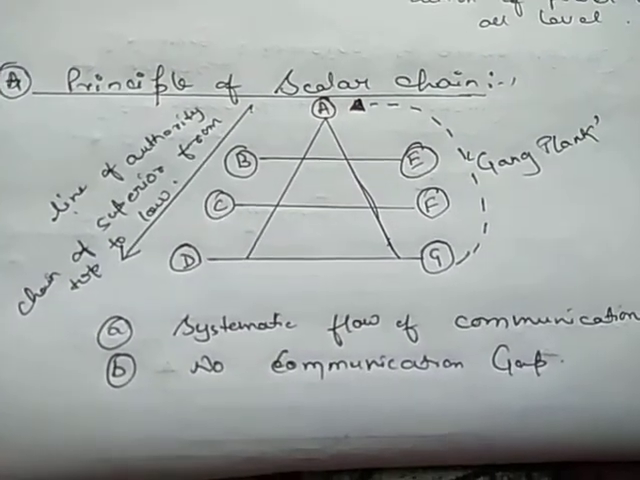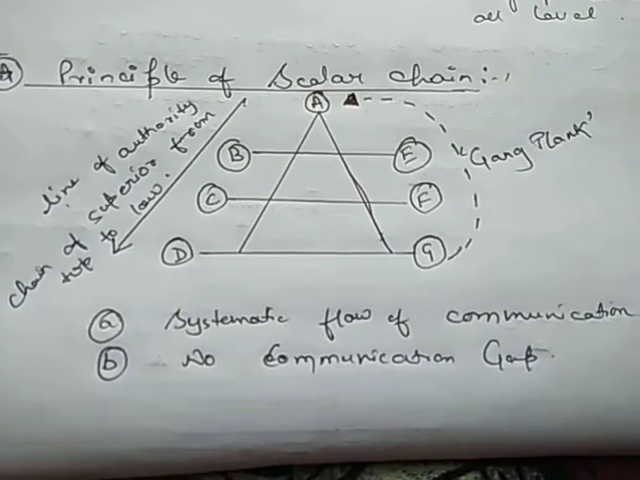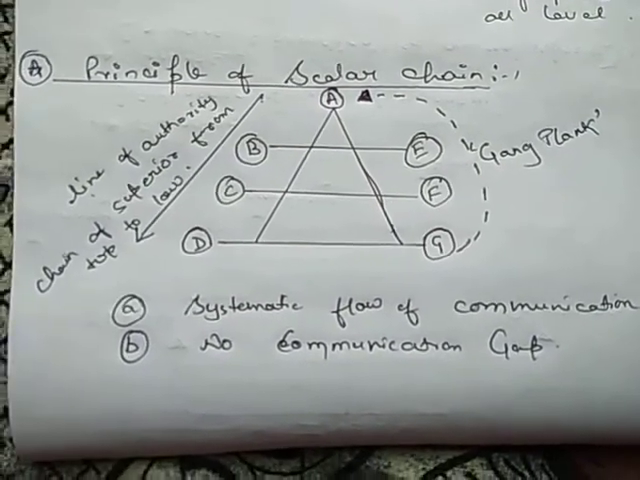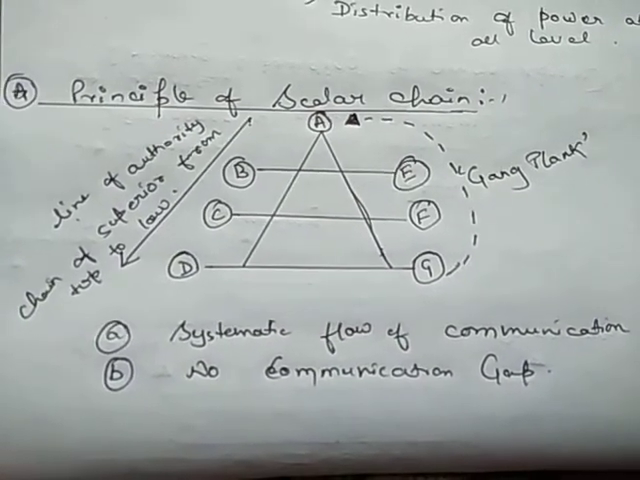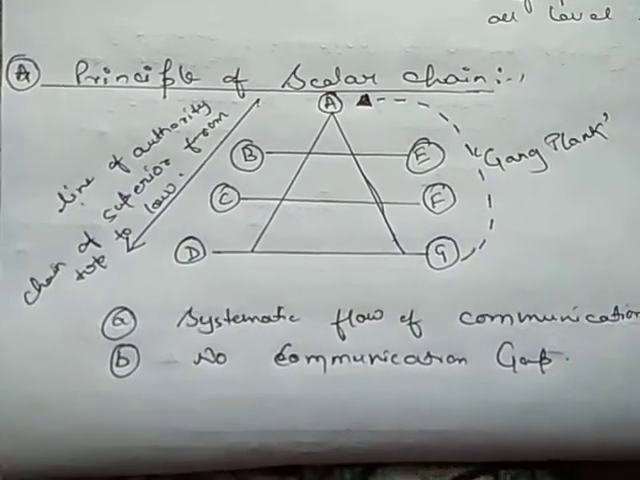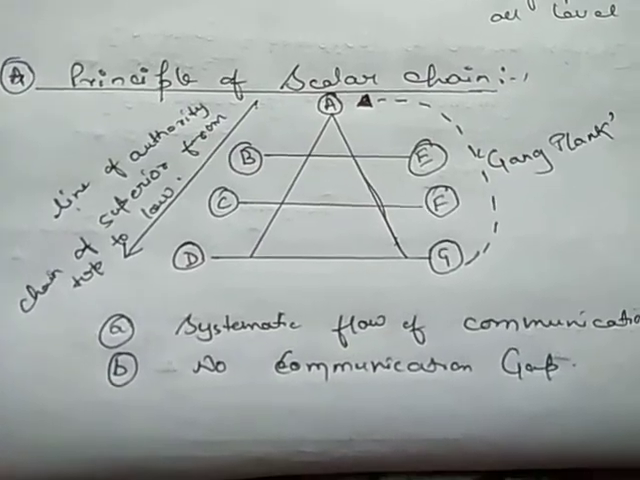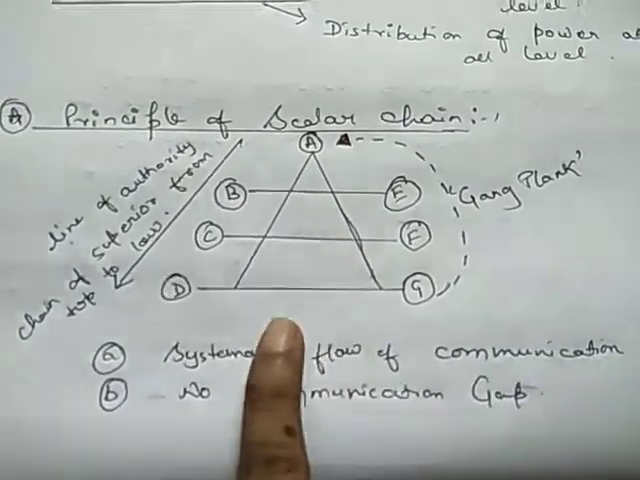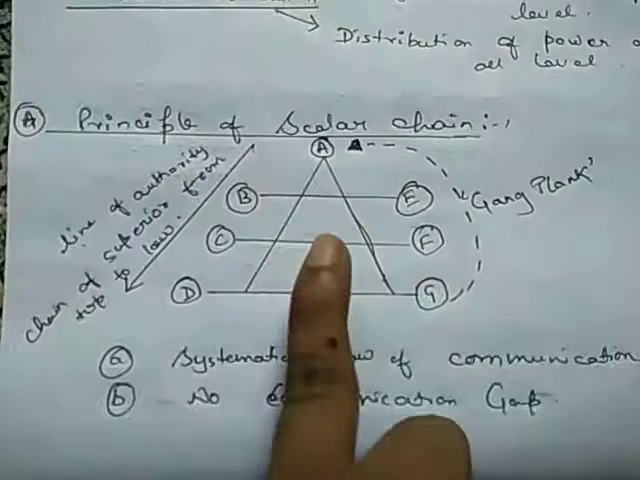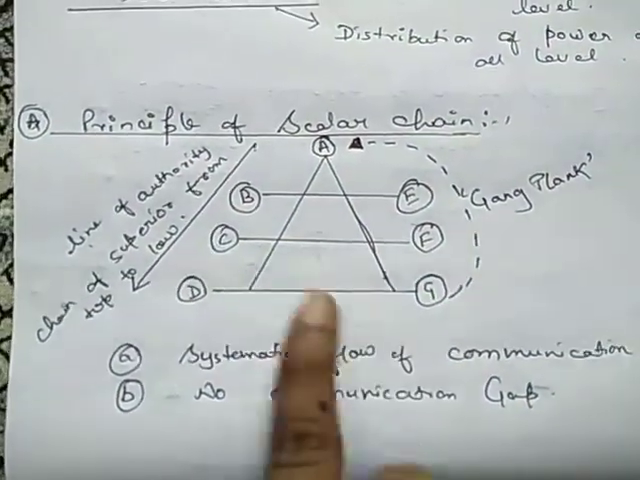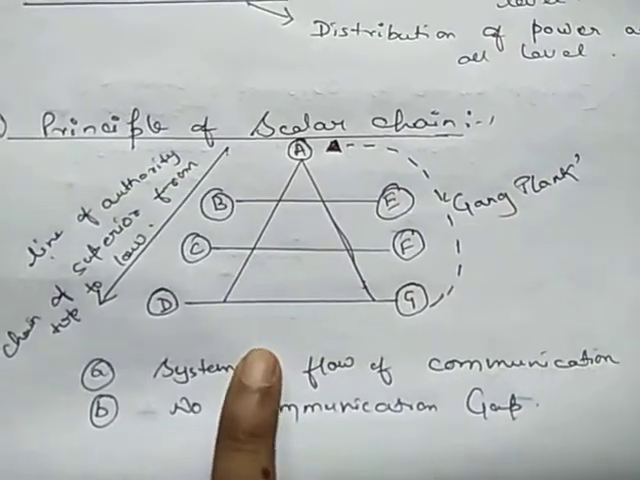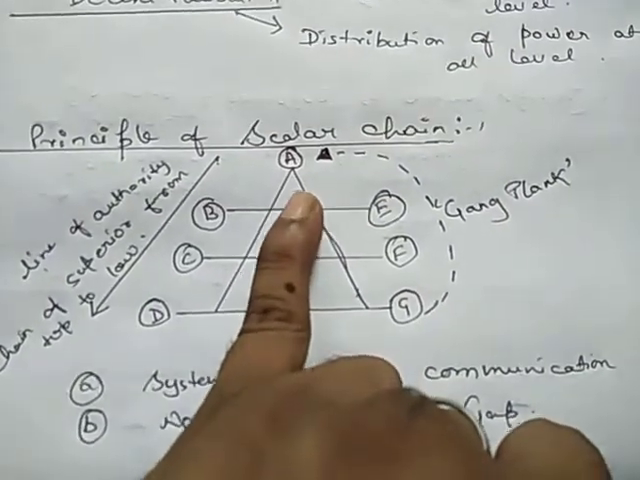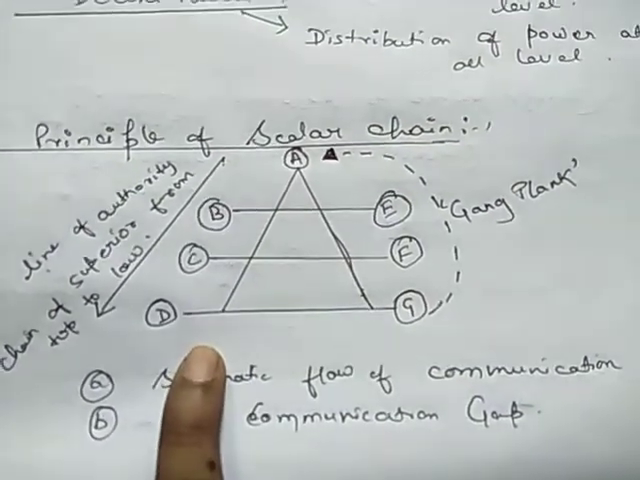The first for today is the principle of scalar chain. Again, another very important principle of management developed by Henry Fayol. हम पढ़ चुके हैं, we have already studied about the levels of management: top level, middle level, lower level. According to the level, the authority also differs. At top level the authority is maximum, at lower level it is minimum.